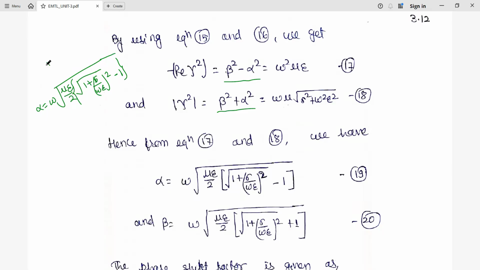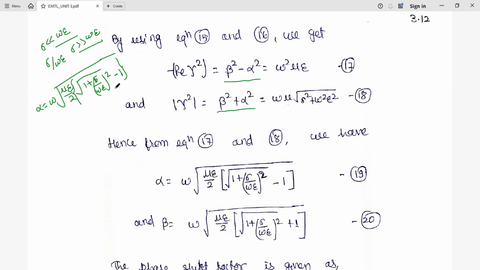So this sigma by omega epsilon, this only we are going to compare from the starting onwards. In case of perfect dielectric, sigma is much smaller than omega epsilon. In case of conducting medium, sigma is much greater than omega epsilon. So these two relations we are considering from the starting onwards.